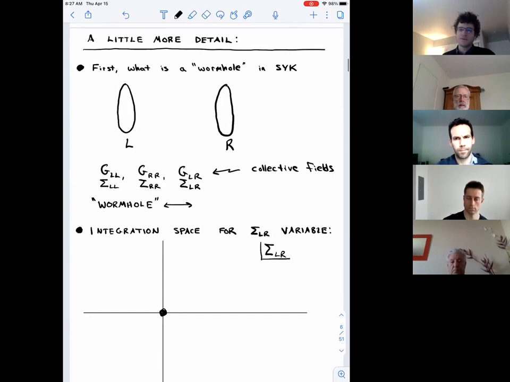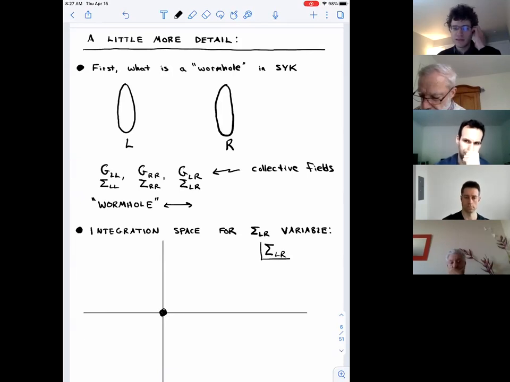So the model that we're going to be discussing is basically an SYK-like model. It's an SYK model where we've replaced time by a single point, just to simplify things. So I should first explain, what is a wormhole in SYK? How will we tell that we have a wormhole, that we don't have a wormhole, that it survives or doesn't survive? What does it even mean to discuss a wormhole in the SYK?